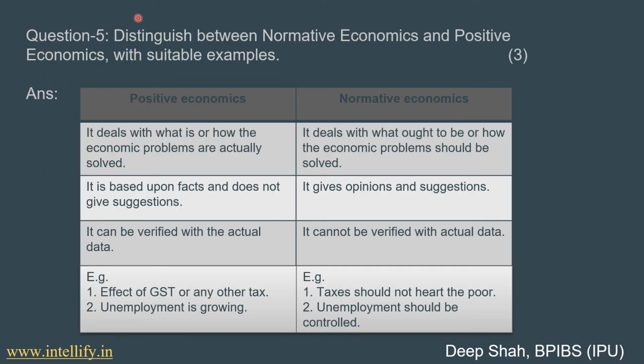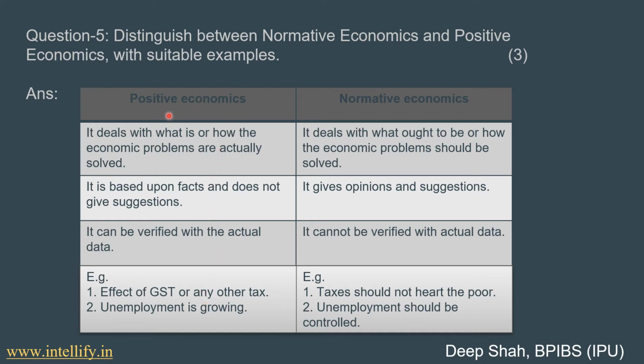Question 5. Distinguish between normative economics and positive economics with suitable examples. So we can answer this question by looking at the marks. This is a 3 marker question, so we will give 3 points and an example.